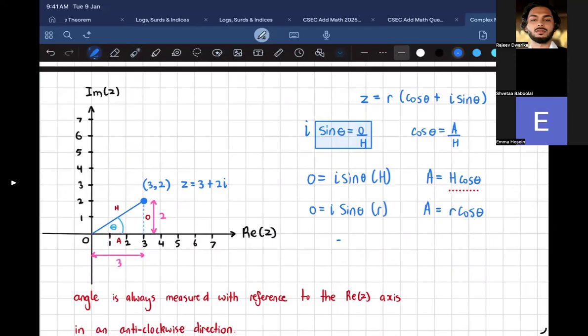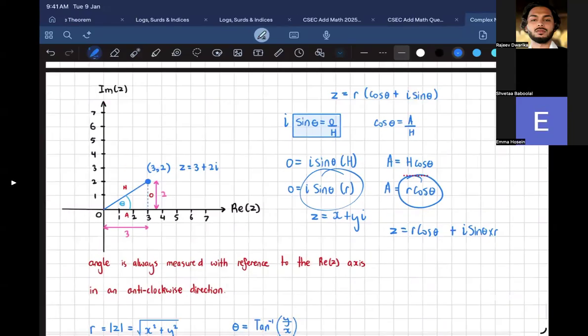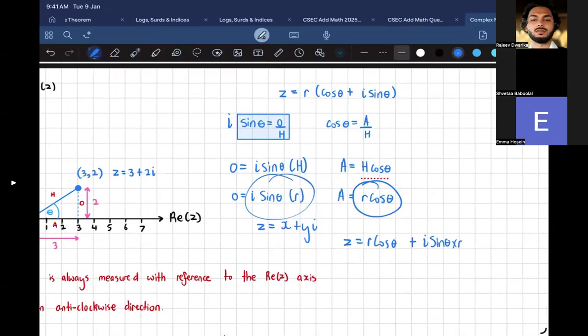And remember, a complex number is given by x plus yi, where x is the real part. So the real part I can write as r cos theta, and the imaginary part I can write as i r sine theta. And that's how they come up with that over there. I understand. Let me run that back one more time.